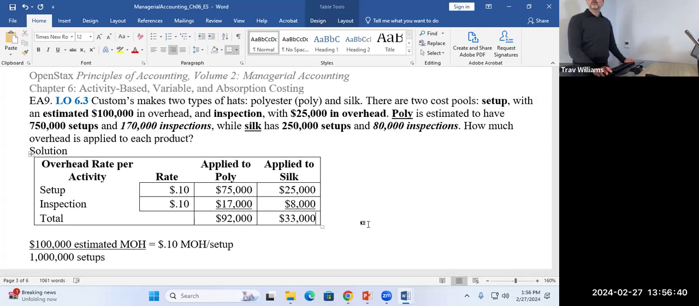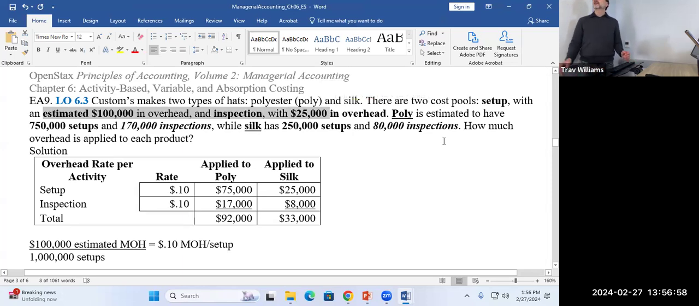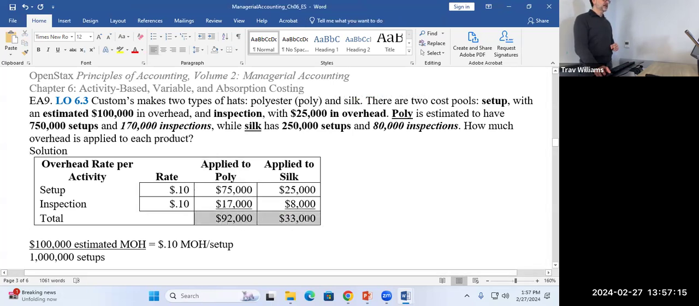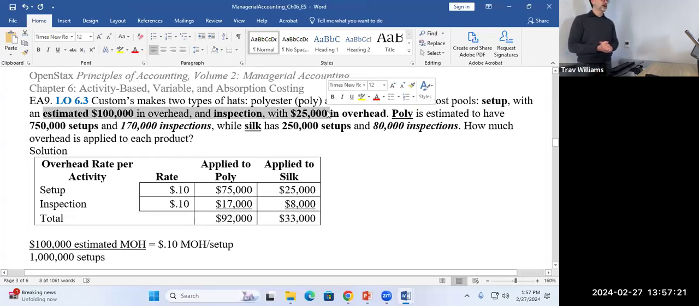Now, one way to double check our work, if we added those together, it would be a total of $125,000 of overhead, right? And remember, there was $100,000 of overhead for setups, 25,000 for inspections. So 125,000 was the amount of overhead we were working with. What we've done is we split up that 125,000 and applied it to each product based on that product's activity. Okay, so because we got 125,000 here, and we started with 125,000, that helps confirm we did it right.